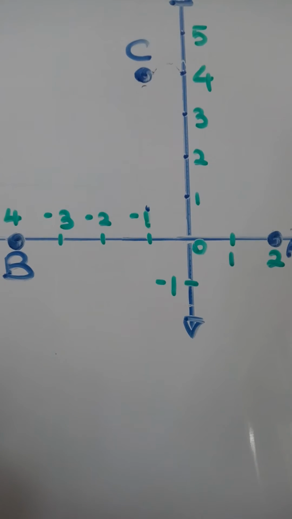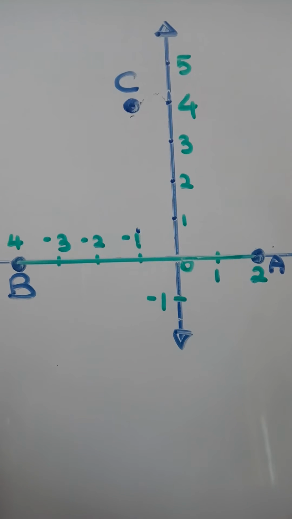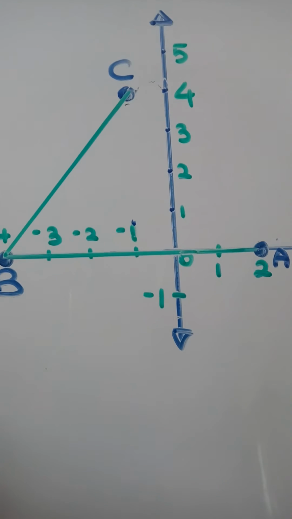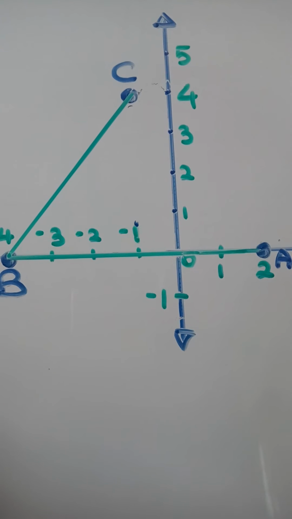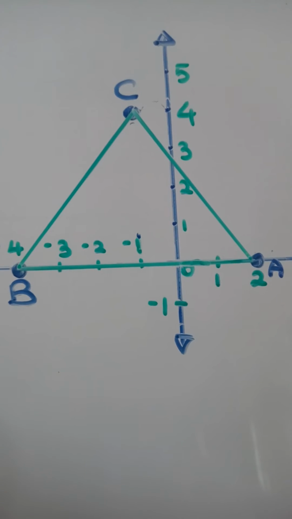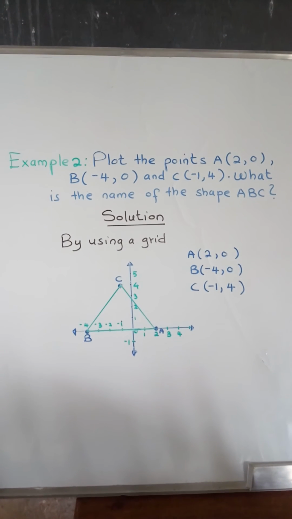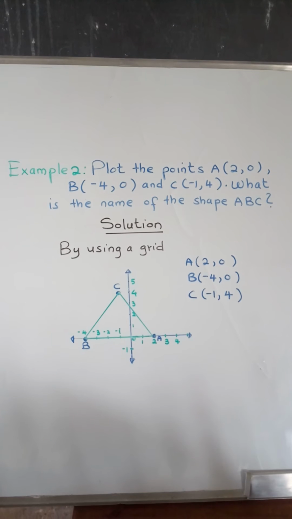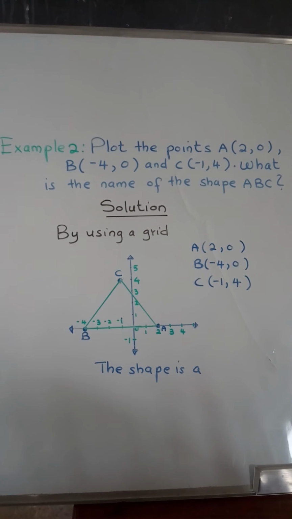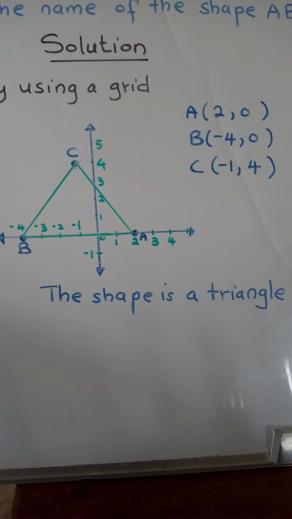We have to connect the points. This is how we can plot the points. The shape is a triangle.